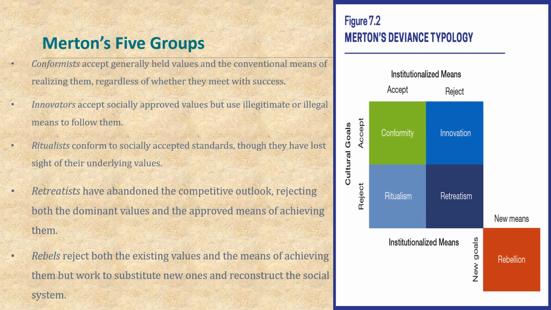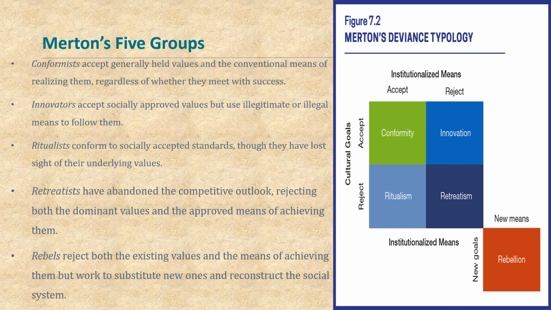Conformists are a group that accept generally held values and the conventional means of realizing them, regardless of whether they meet with success. Innovators accept socially approved values but use illegitimate or illegal means to follow them. Ritualists conform to socially accepted standards, though they have lost sight of their underlying values.